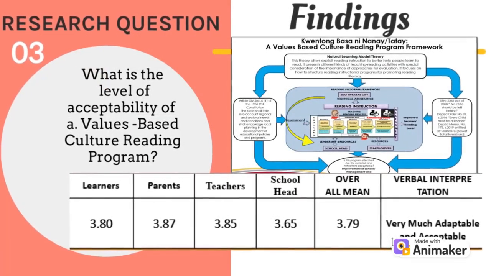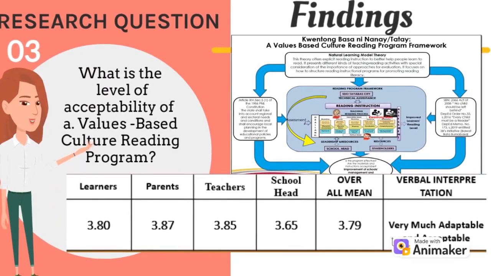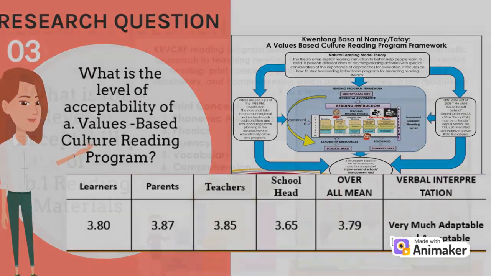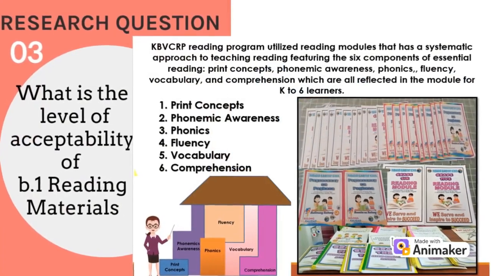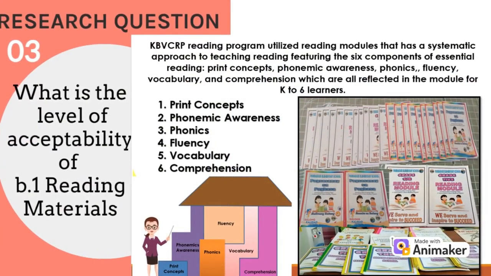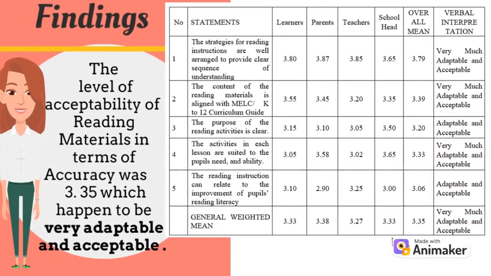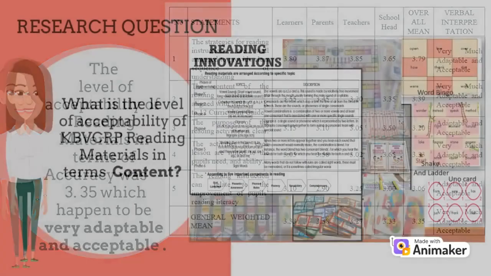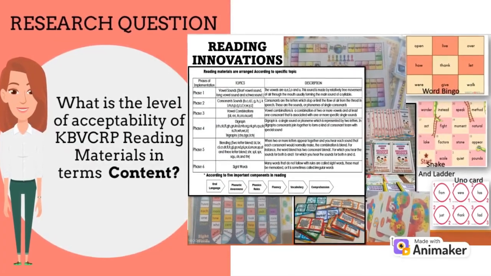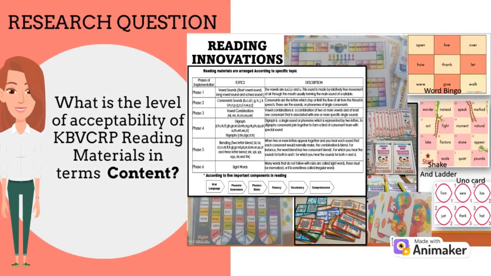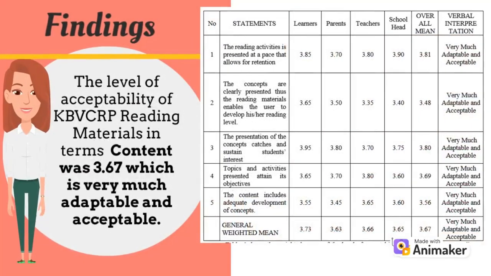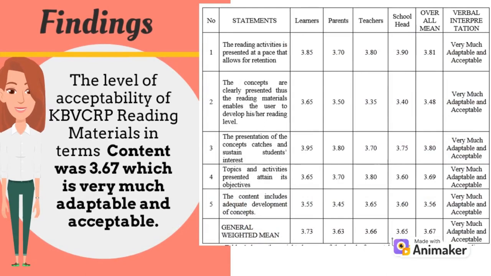In terms of the level of acceptability of the reading program for the learners, parents, teachers, and school head, the overall mean is 3.79, which is very much adaptable and acceptable. In terms of the level of acceptability of the reading materials, in terms of accuracy it is 3.35, which is very adaptable and acceptable. In terms of content, which happened to be the reading innovation of this program, it was 3.67, which is very much adaptable and acceptable.